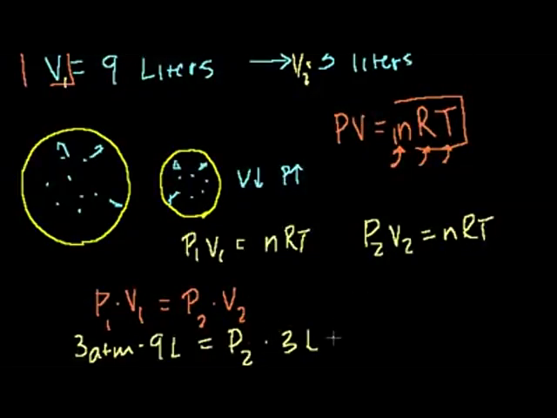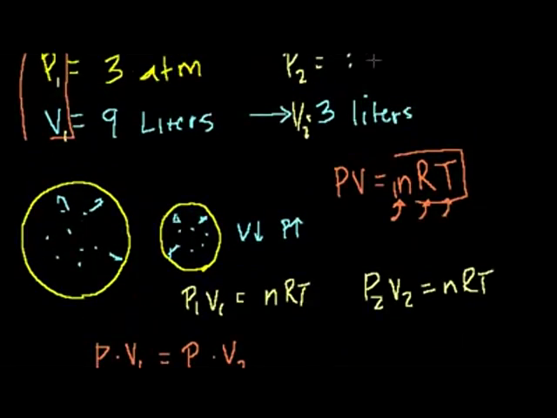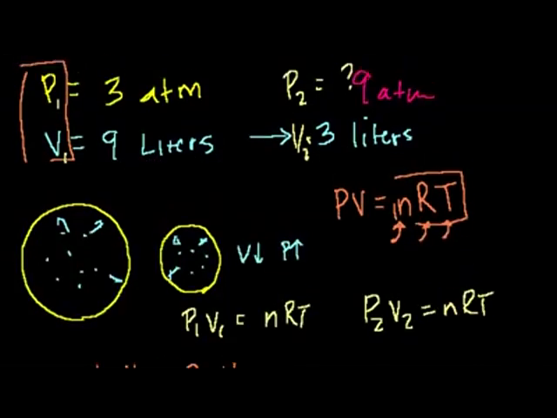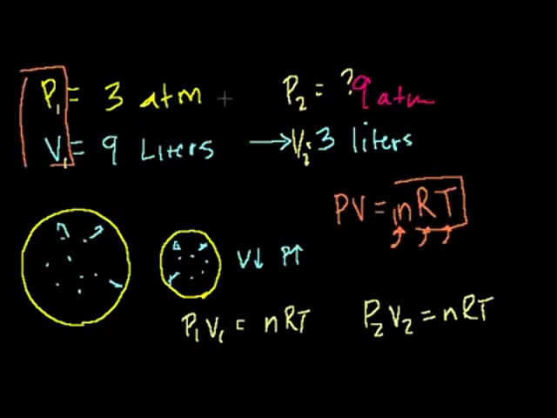If we divide both sides of this equation by 3 liters, the 3 liters cancel out, and we're left with 9 atmospheres. That should make sense. When you make the volume 1/3 of your original volume, your pressure increases by a factor of 3. So the volume went by times 1/3, and the pressure went by times 3. That's a useful thing to know in general: if temperature is held constant, pressure times volume is a constant.